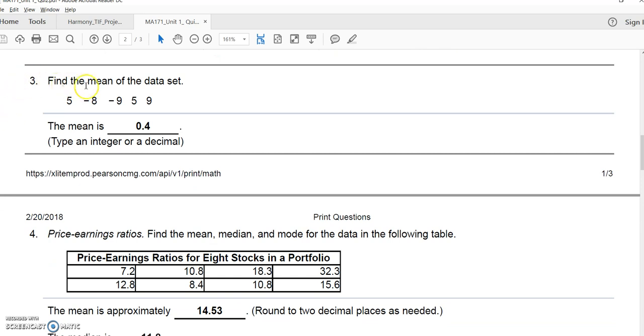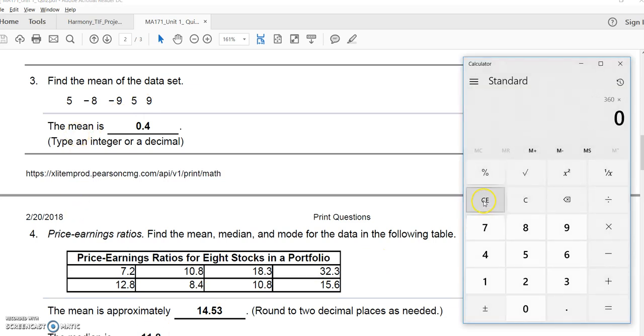Next question, finding the mean of the data set. Many of you answered similar questions correctly on the discussion board. Finding the mean is fairly simple. All you have to do is add up all the numbers in the given data set and then divide the sum by the number of data in the set. So let me do this on the calculator.